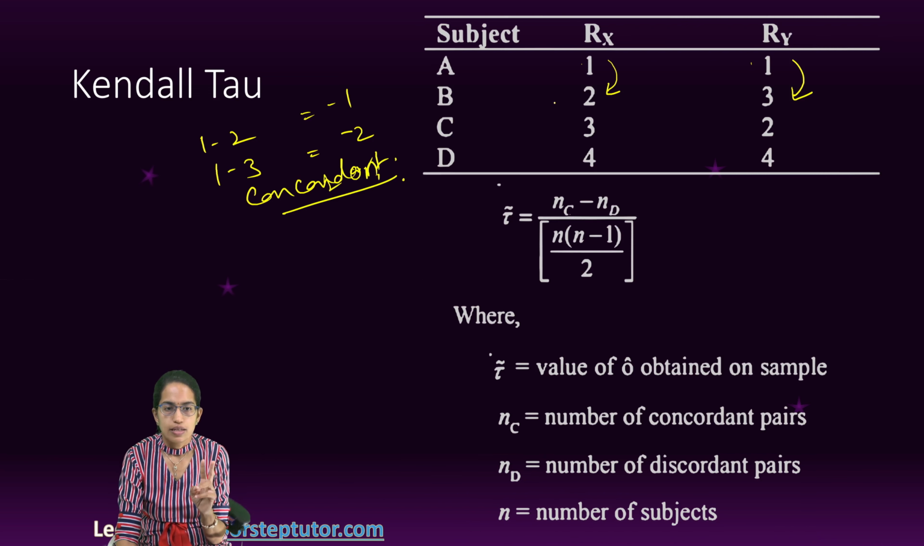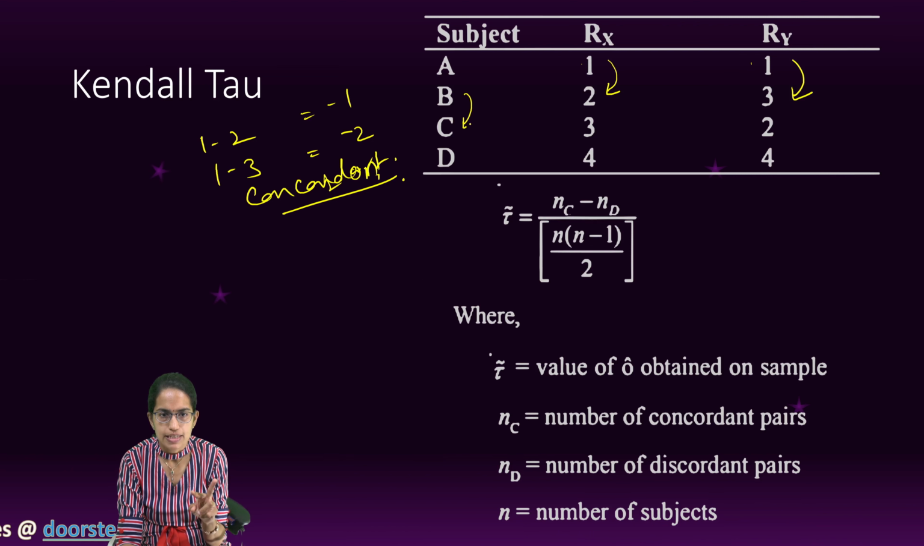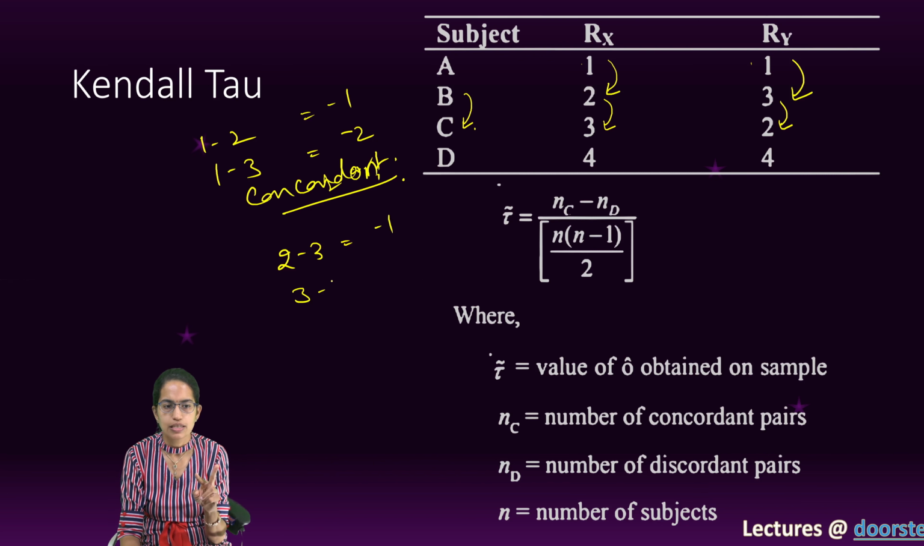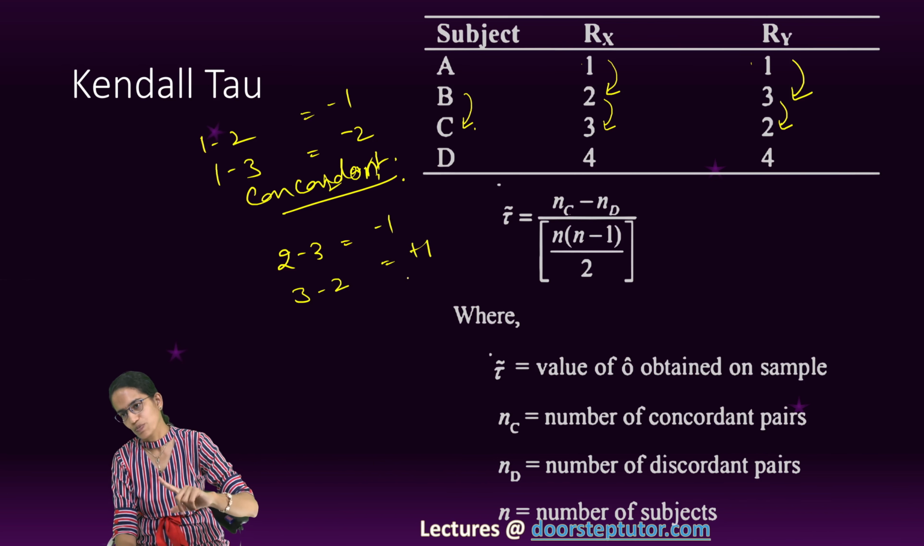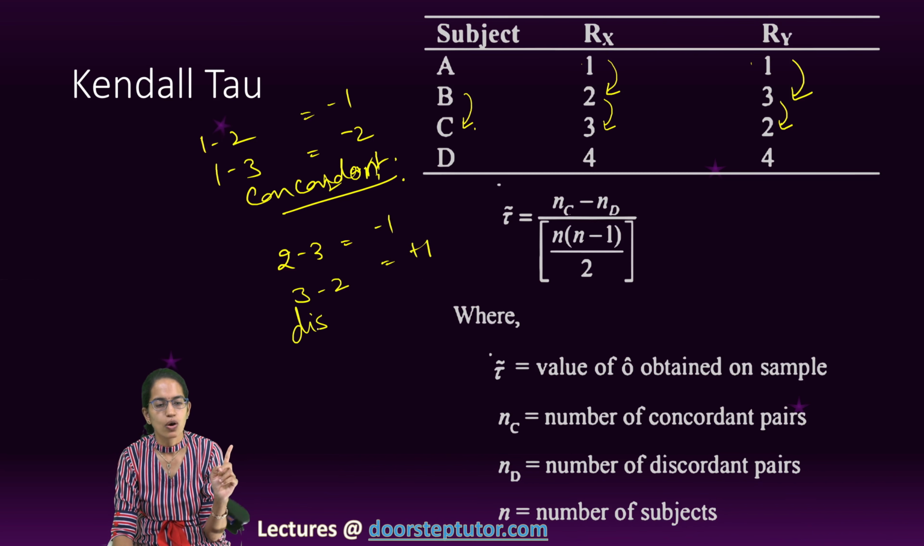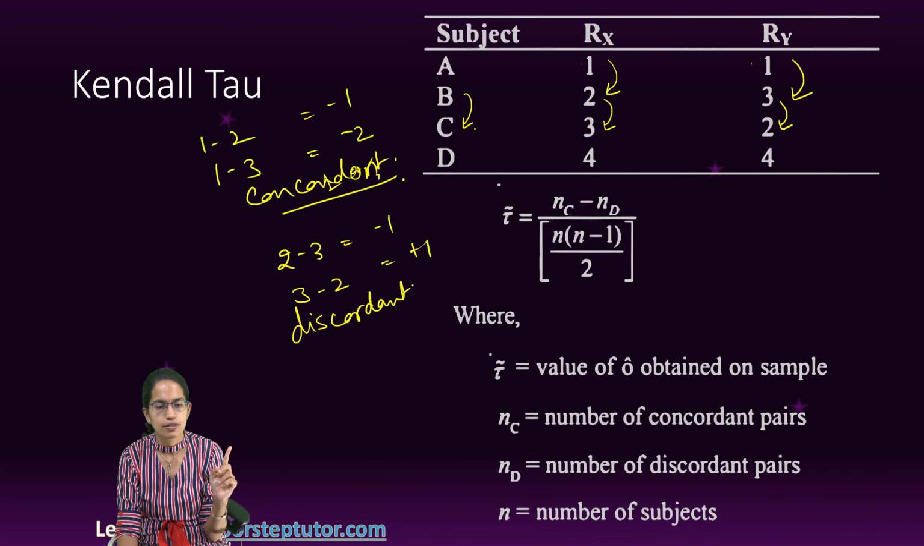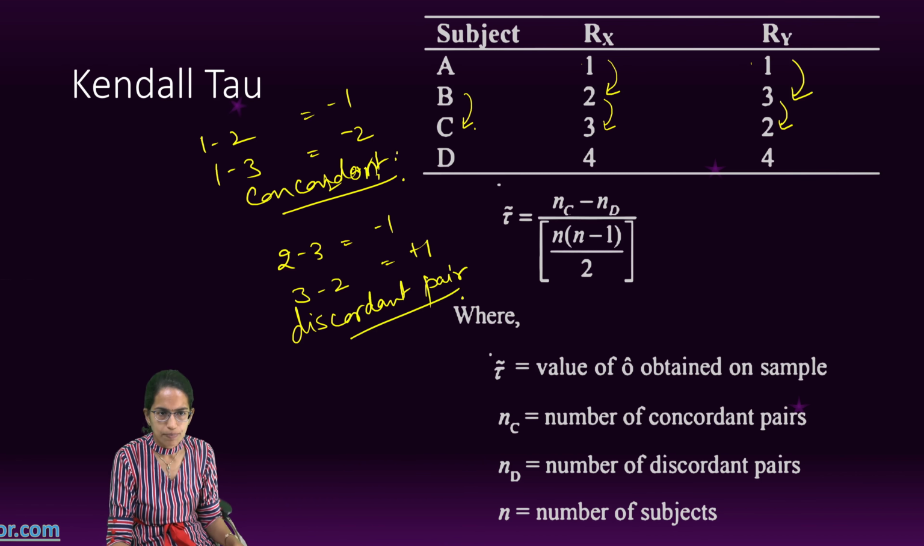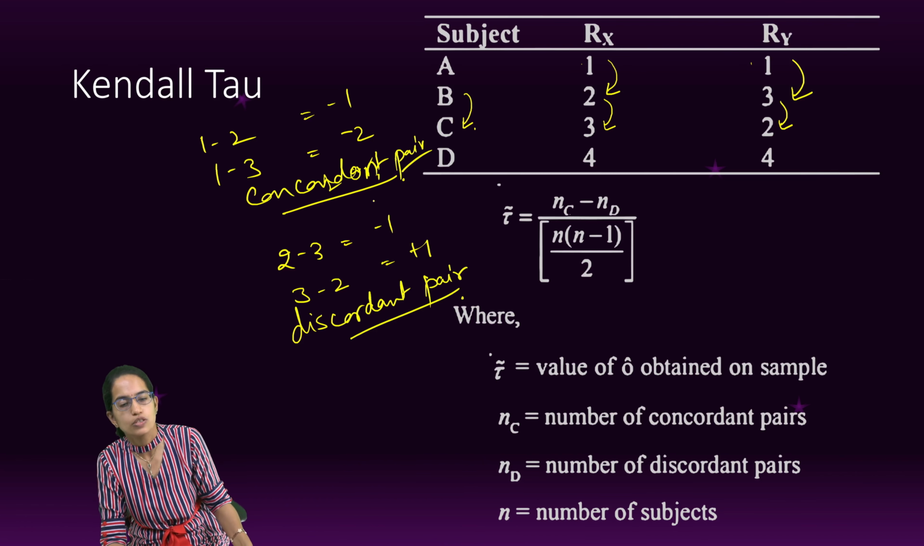Now, let's compare B and C. For the first, it is 2 minus 3, which is minus 1. In the second case, it's 3 minus 2, which is plus 1. Now one is negative, one is positive. What do we call it? We call it a discordant pair. Clear? So we have understood what a concordant pair is, and what a discordant pair is.